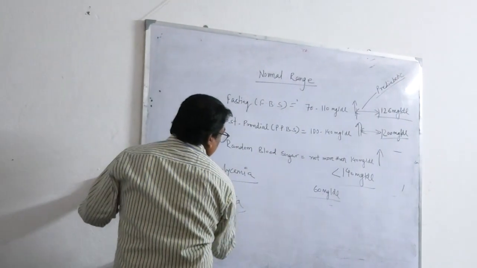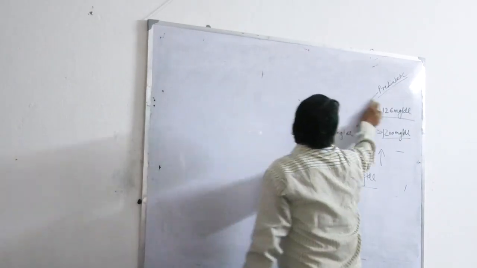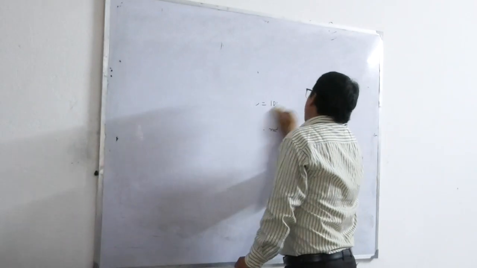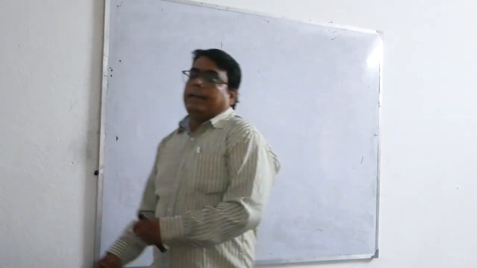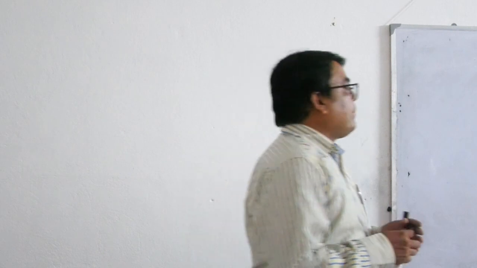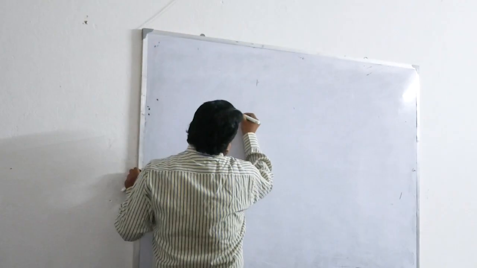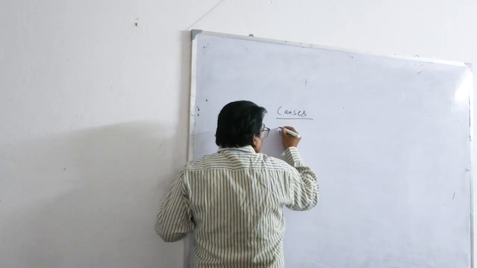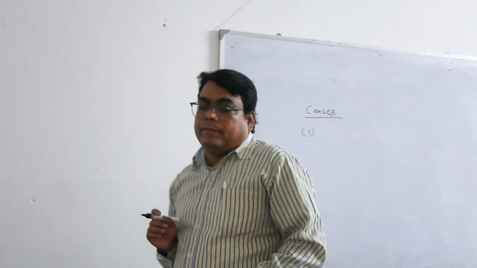Now write down hyperglycemia. Make the heading hyperglycemia. Increase of blood sugar above the normal range. Hyperglycemia we generally call at the level of 180 mg per dl. Okay, 180, 170. So write the causes of hyperglycemia. You will tell the causes of hyperglycemia.